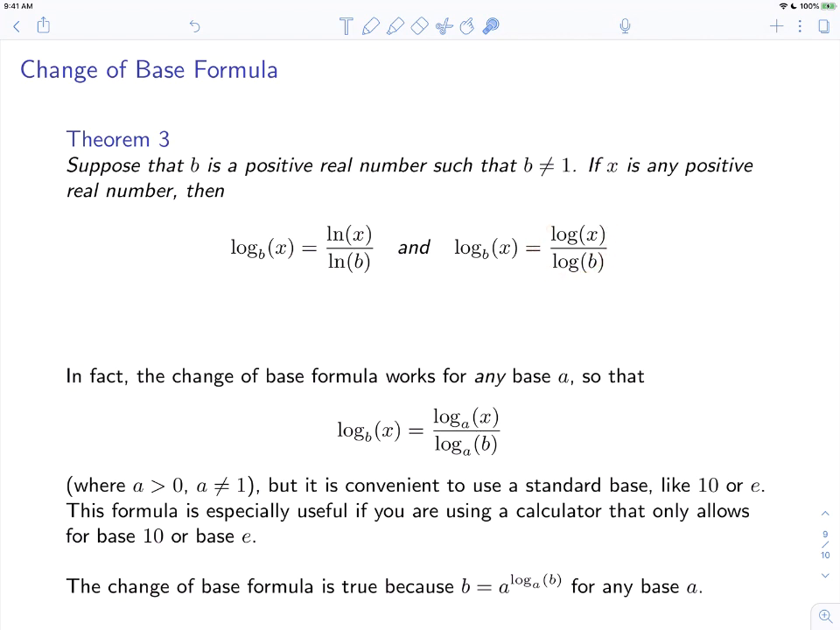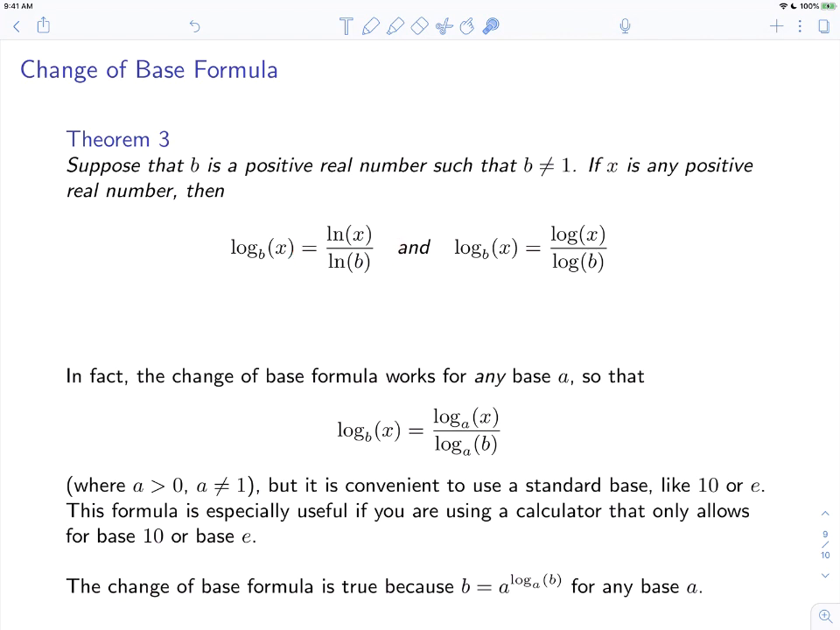But in fact, it doesn't matter what base we use for the change of base formula. If a was any base, a number which was positive and not equal to 1, then log base b of x is log base a of x divided by log base a of b. It doesn't actually matter what base a you choose, but it's convenient to just use a standard base like 10 or e. It's especially useful if you're using a calculator that only allows for base 10 or base e logarithms. So if you have a logarithm in a different base to compute, you can convert it very easily.